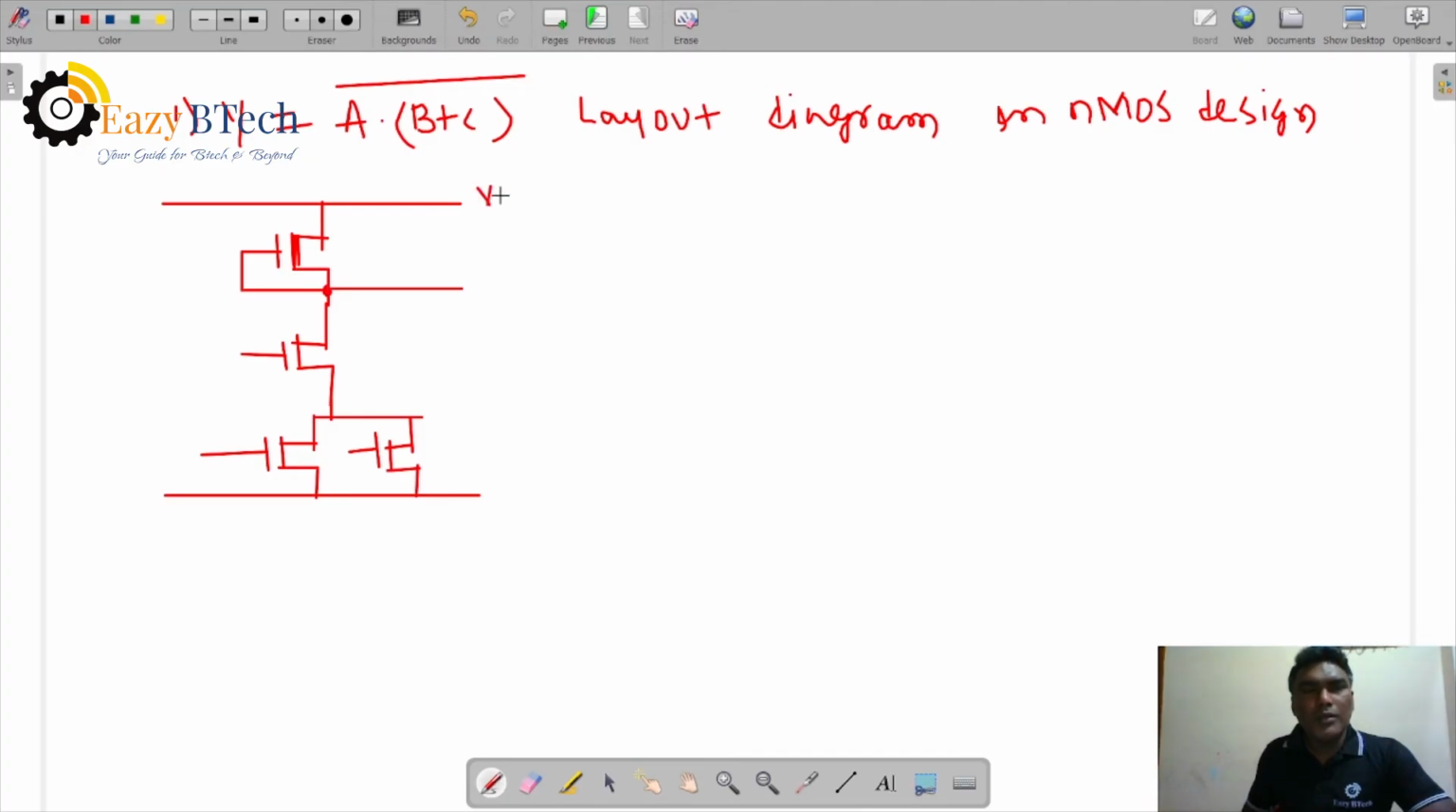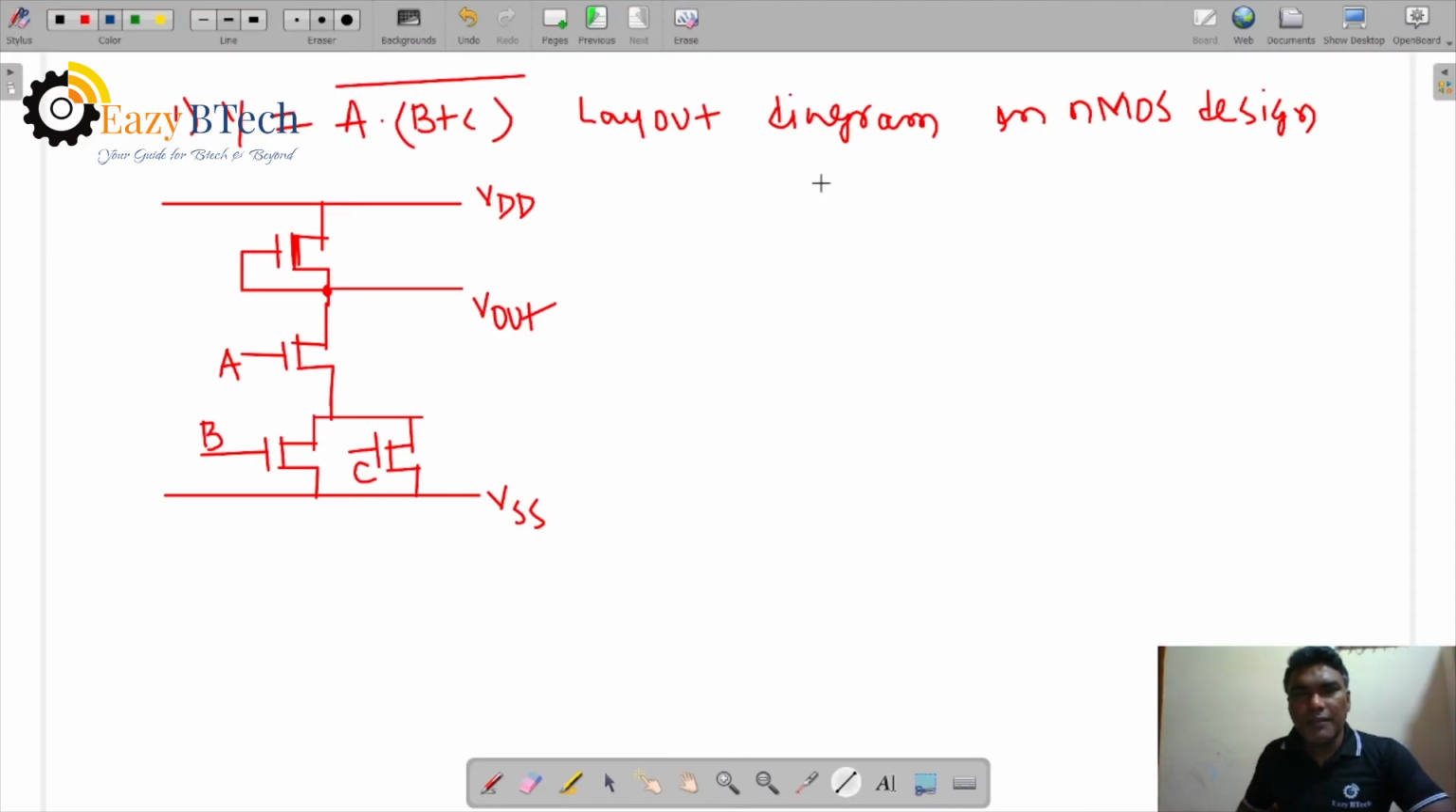Now this is VDD, VSS, and this is Vout. Now A, B, and C inputs are here, right? Let us see this in layers representation.